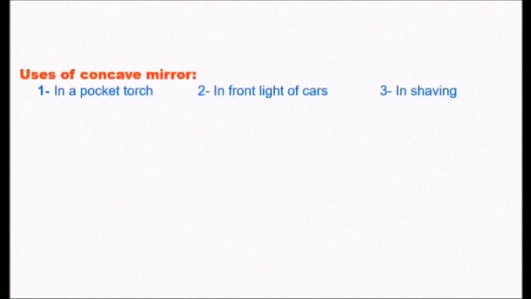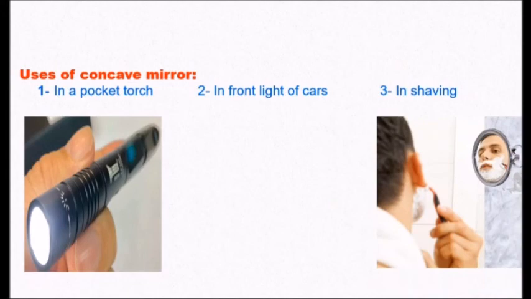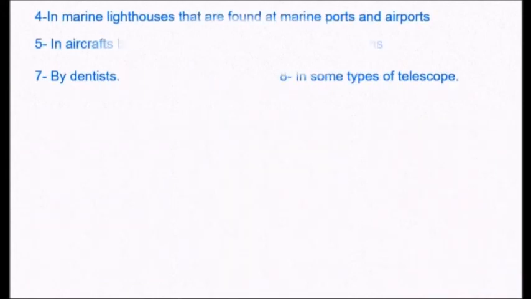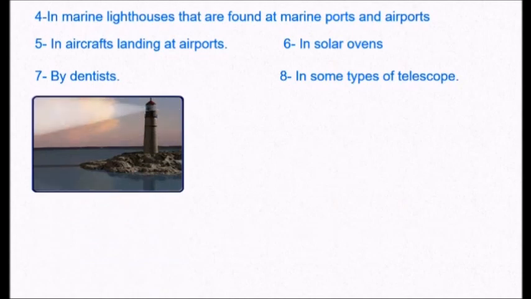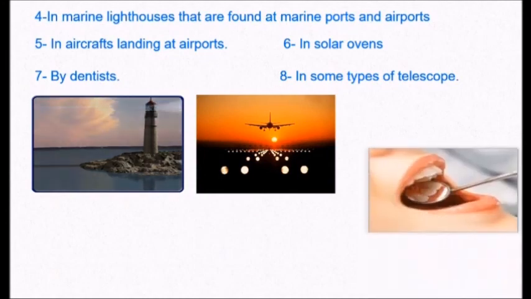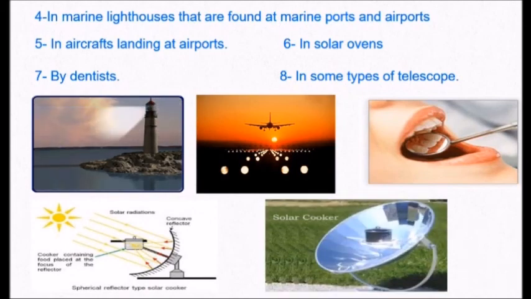Now let's see the uses of concave mirror. We use concave mirror in pocket torch, in front light of cars, in shaving, and also in marine lighthouses that are found at marine ports and airports, as we see here, in aircrafts landing at airports, in solar ovens, by dentists, and in some types of telescopes.